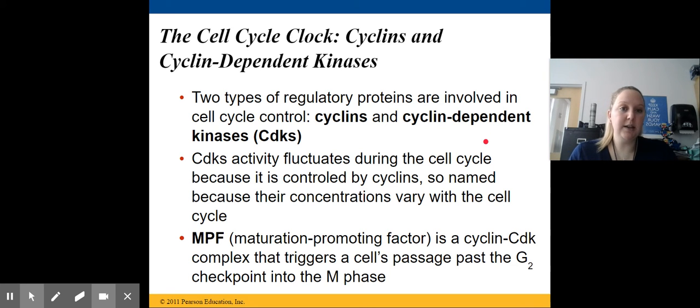The cell cycle clock is controlled by cyclins and cyclin-dependent kinases. These are two types of regulatory proteins that are involved in the cell cycle. The activity of cyclin-dependent kinases fluctuates throughout the cell cycle because of their control by the cyclins, which are named because their concentrations vary within the cell cycle. We have one very specific cyclin-dependent kinase called maturation promoting factor, or MPF. This is a complex that triggers the cell's passage from the G2 stage into the M phase.